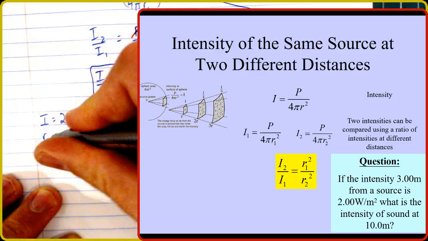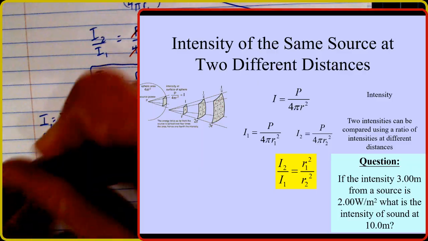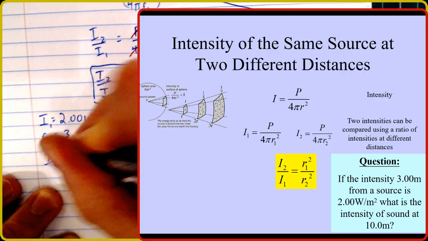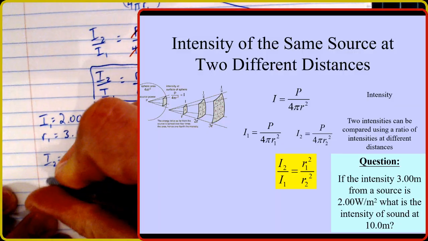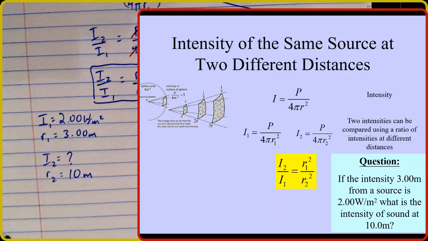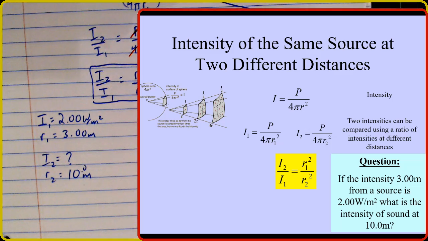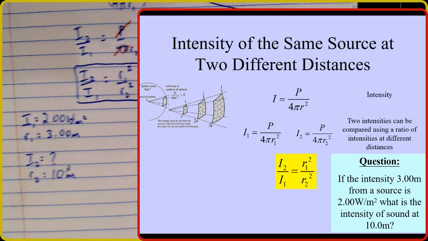Well, if this is 3 meters and I'm going to be talking about 10 meters, let's call that I1 and R1. We'll call it I2 with the intensity. That's what we're looking for at an R2 value of 10 meters. I think it's at 10.0 meters. Sorry, we'll keep our 3 sig figs. Bad me.